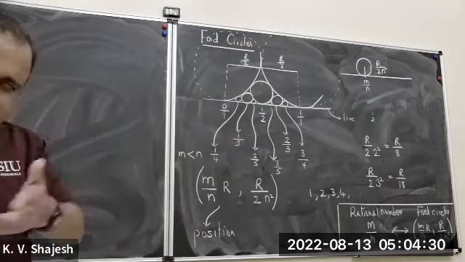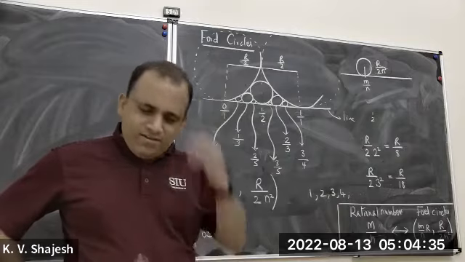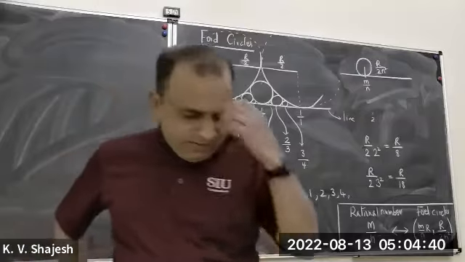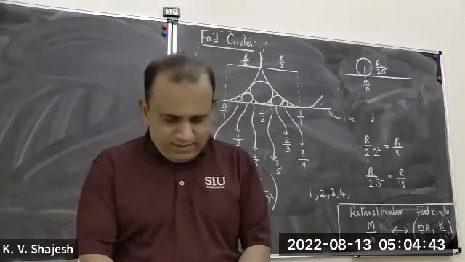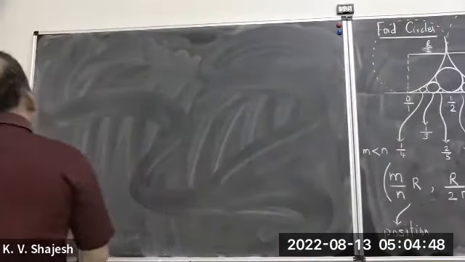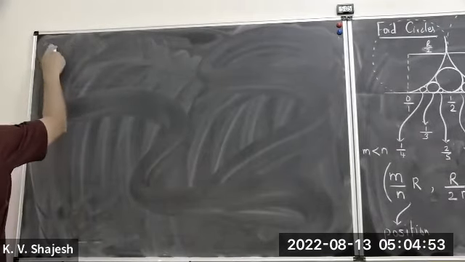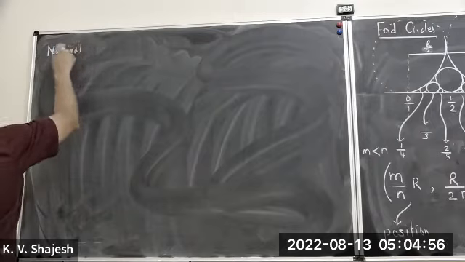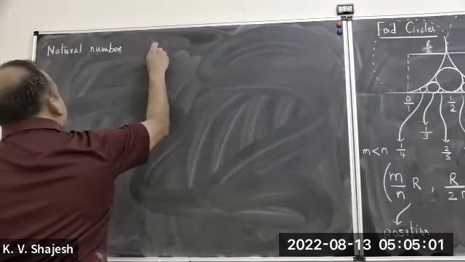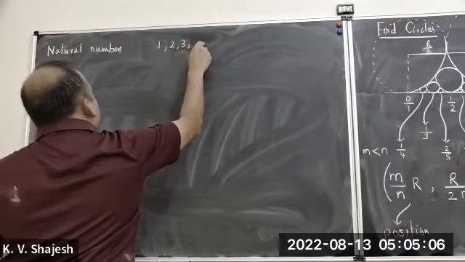Okay, so since rational numbers came in, maybe I should just motivate a little bit about numbers. So the first set of numbers we can think of are called the natural numbers, right? That's what we mean by 1, 2, 3, and so on.